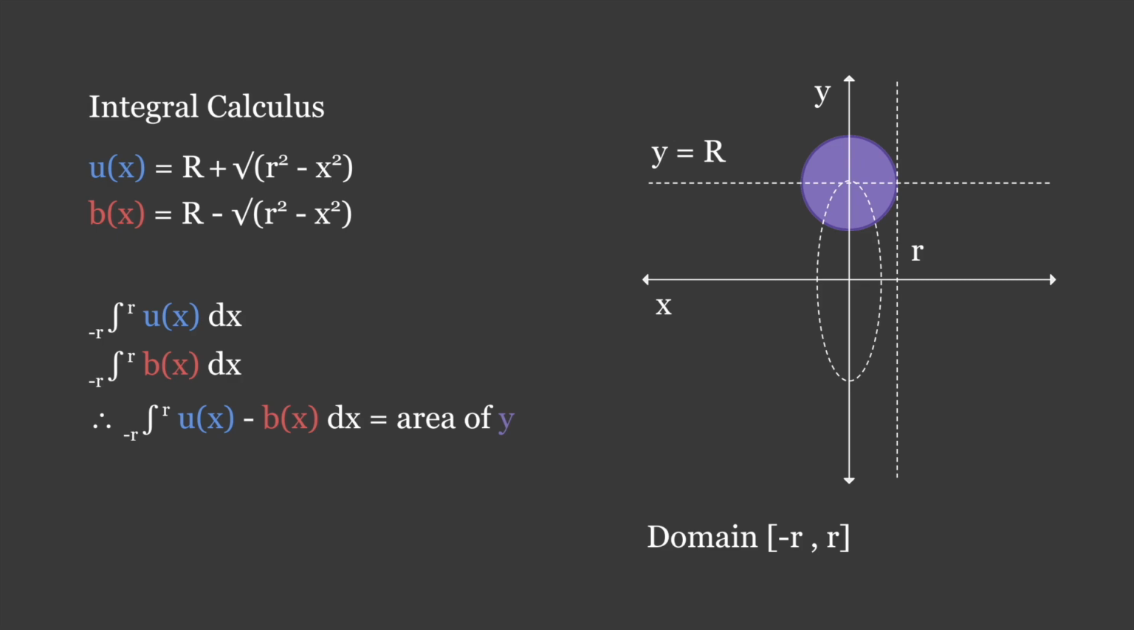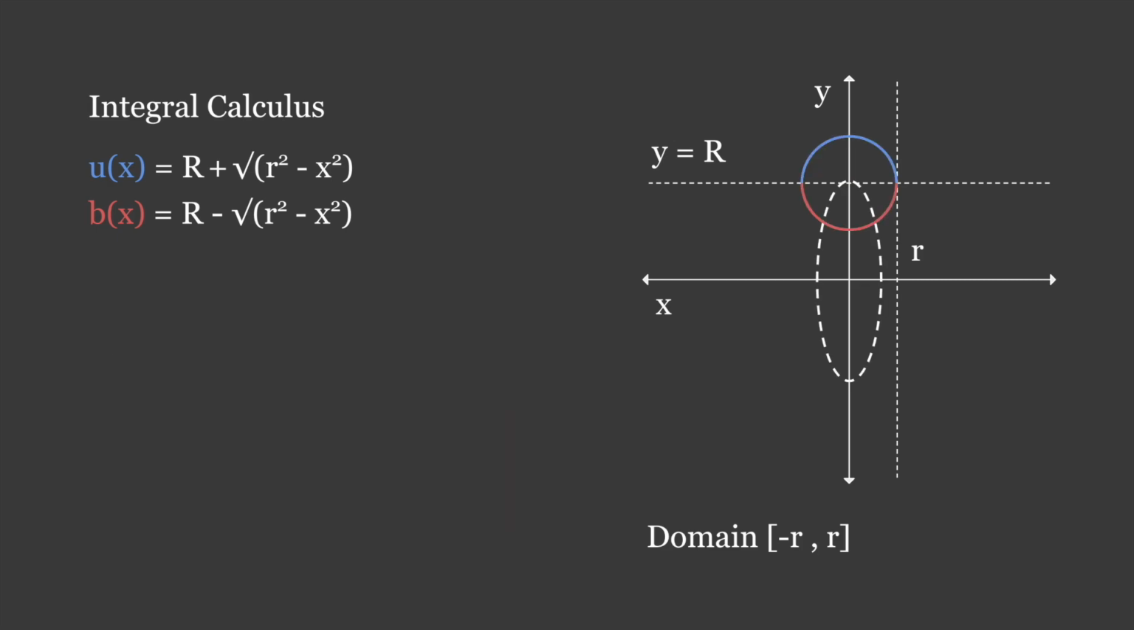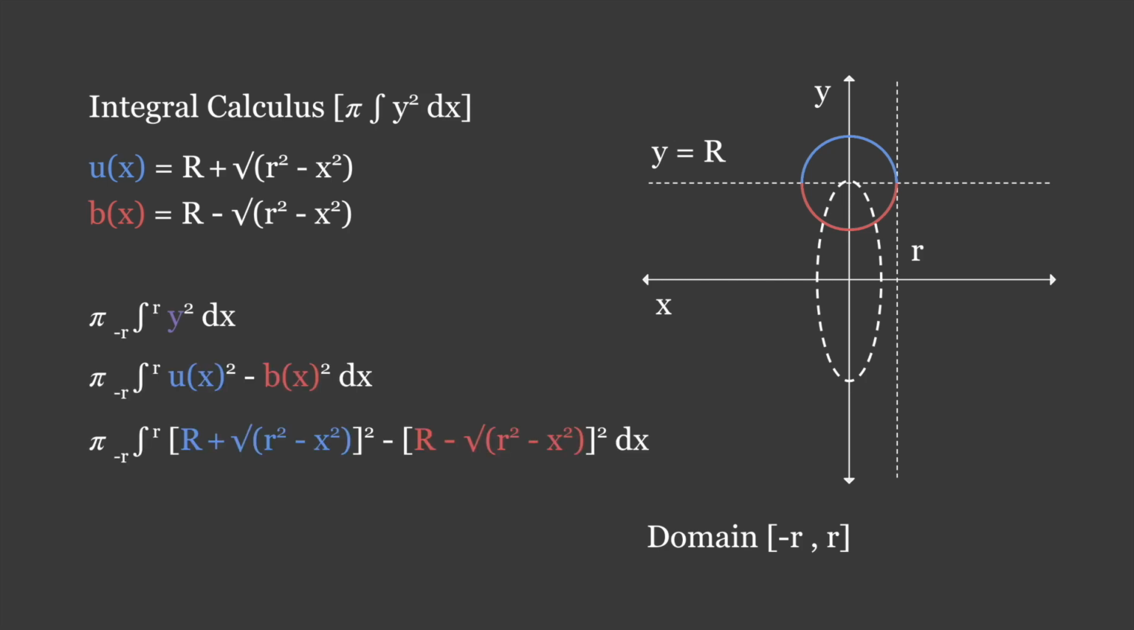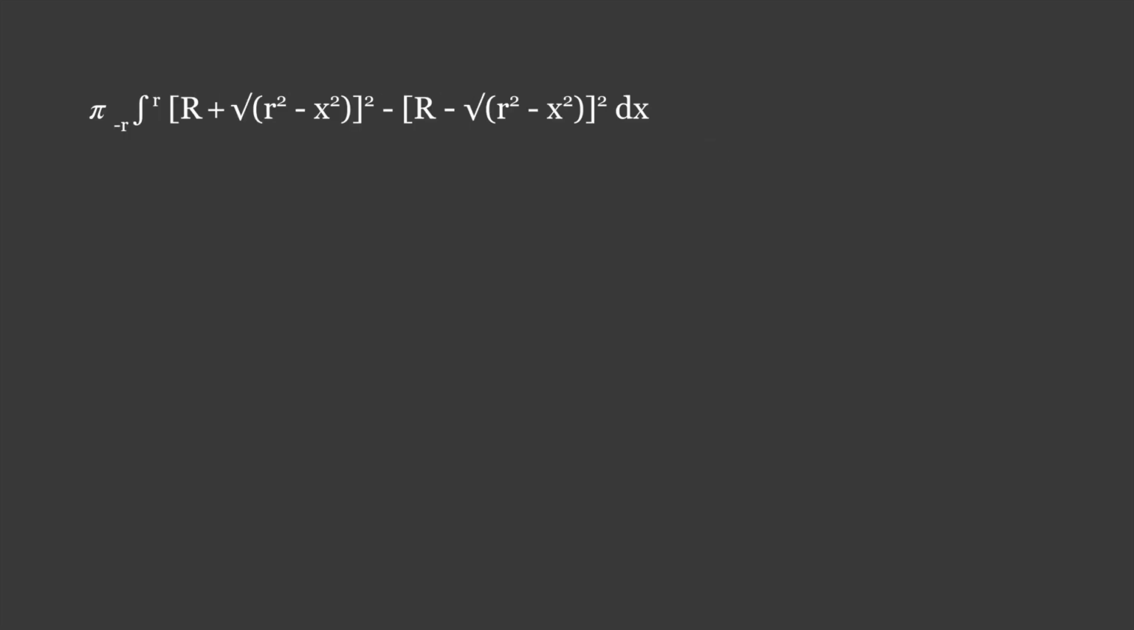Keep this in mind. In order to find the volume of a function rotated around the x-axis, we use this formula, pi times the integral of y squared dx. We can then apply this formula to the difference of ux and bx, subbing in each function. Note that the domain has been used as the limits here. After this, the steps are as follows.